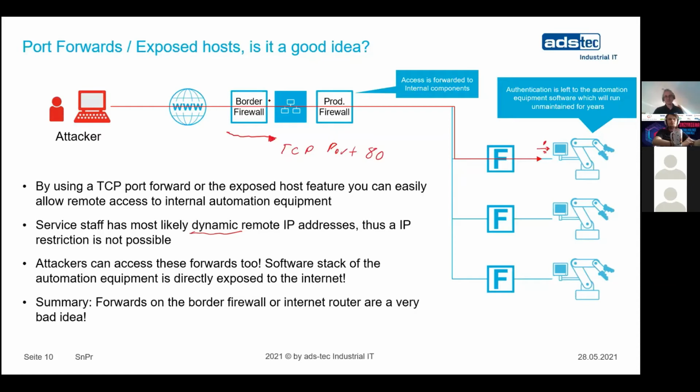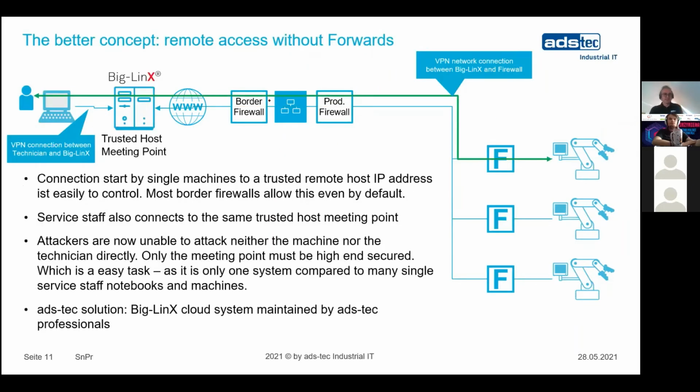What can we do to make it better? A better concept is remote access without port forwards. So let's take a look at this topology. On the left hand, we have the service staff. He will build up a VPN connection to some trusted host on the internet, so a server system. On the right hand, we have this VPN router on a machine here, and it will do the same. So we have this path and we have this path. So everybody joins in at this server in the middle and meets there. The server has the task to switch those paths together. So there are many benefits in this topology, in this concept.